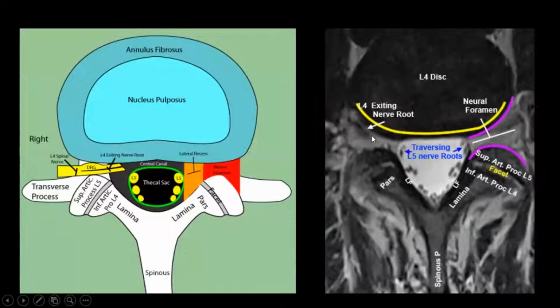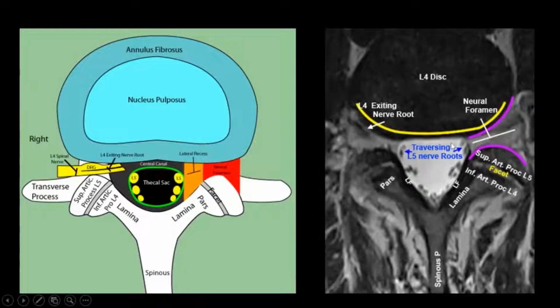Anteriorly, you have the disc, and in the lumbar spine, you have lateral recesses from where the nerves exit. So you have the exiting nerve root, and you have the traversing or descending nerve roots. So if this is a level between L4 and L5, the exiting nerve root will be L4 and the descending or traversing nerve root will be L5.